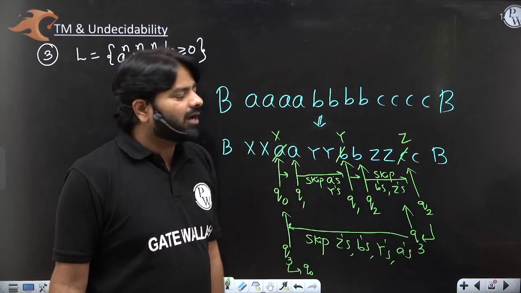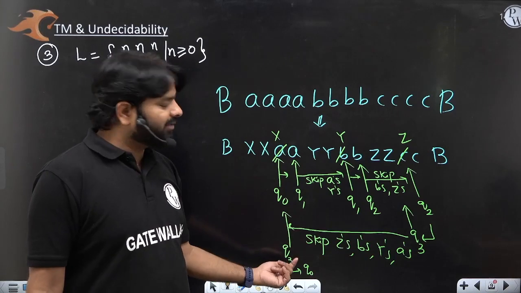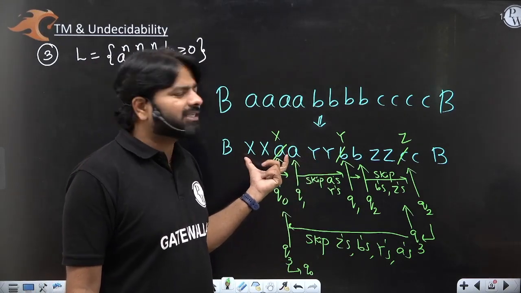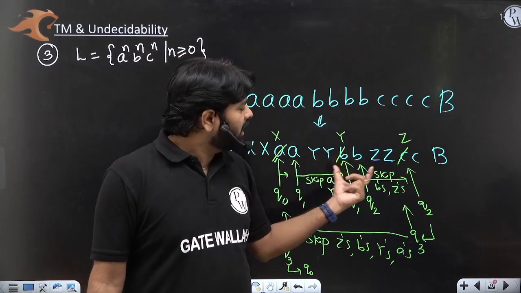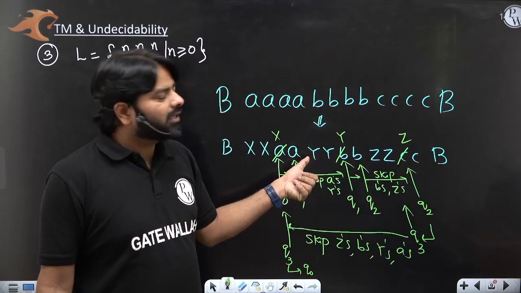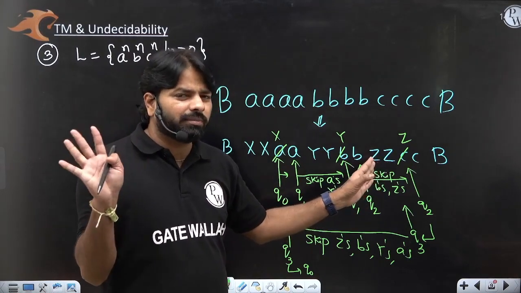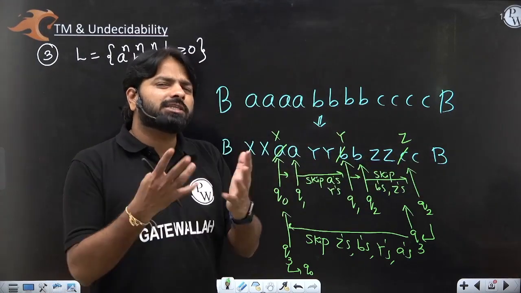Now at the end, what will happen? When Q3 has given control to Q0, instead of A, if it sees the Y, that means all the A's are written with X. Indirectly, all the B's should be written with Y and all the C's should be written with Z. So now when Q0 points to Y, go to some Q4 state and skip Y's and Z's only, no other symbol, so that you reach the blank. If you are not able to reach it, the string is invalid.